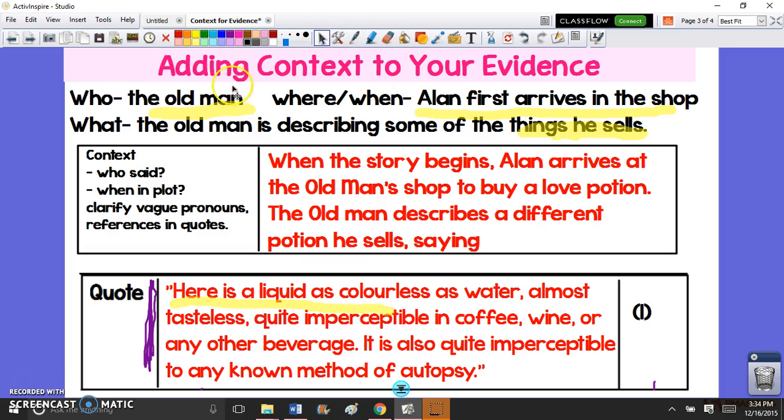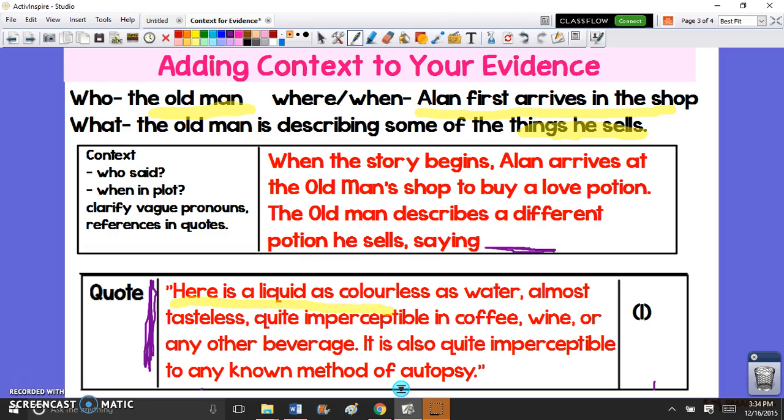So if I took these 5 W's, the who, where, when, and what, and turned it into a context sentence, it would look something like this. When the story begins, Alan arrives at the old man's shop to buy a love potion. The old man describes a different potion he sells, saying, and I'm going to leave off my context sentence right there, because the rest of my sentence is going to be the quotation.